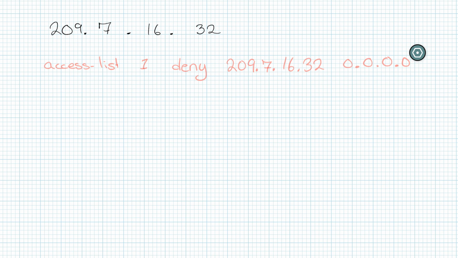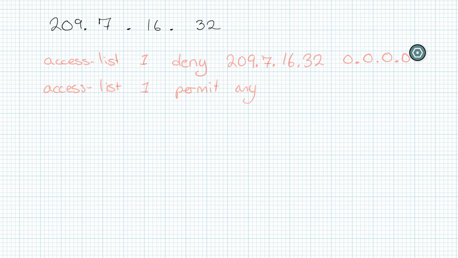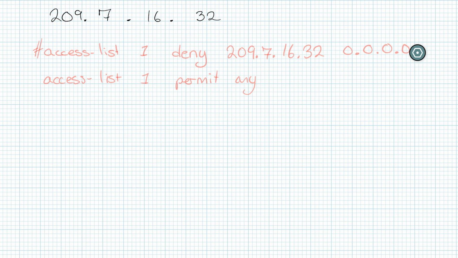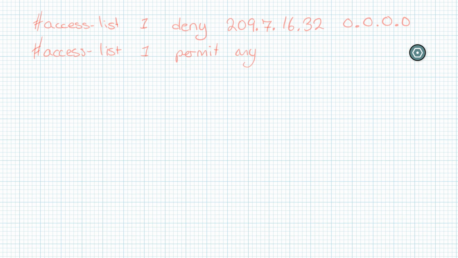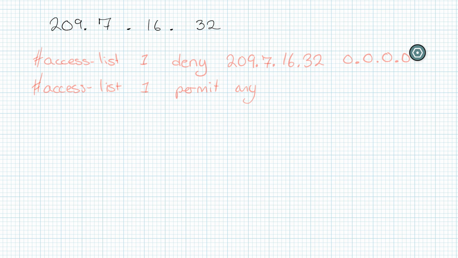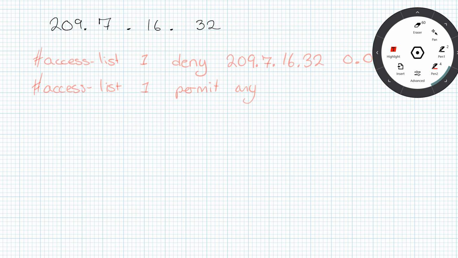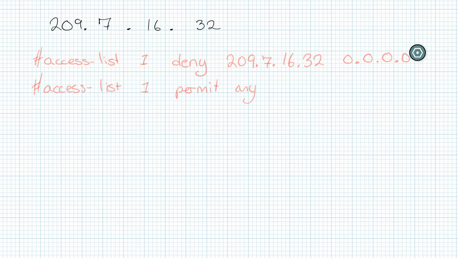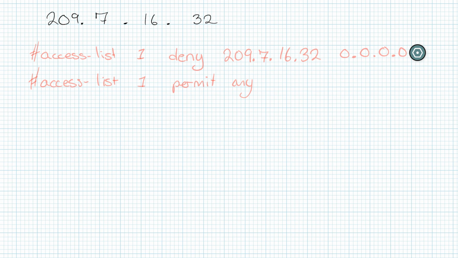Okay, so we can then deny that, and again, we want to set a default access list entry for all others. So we would set a permit any to handle any other traffic that we had to deal with there. Okay, so let's look at a slightly different example. Let's look at blocking a subnet that doesn't line up on a classful address. So we'll look at that same network.